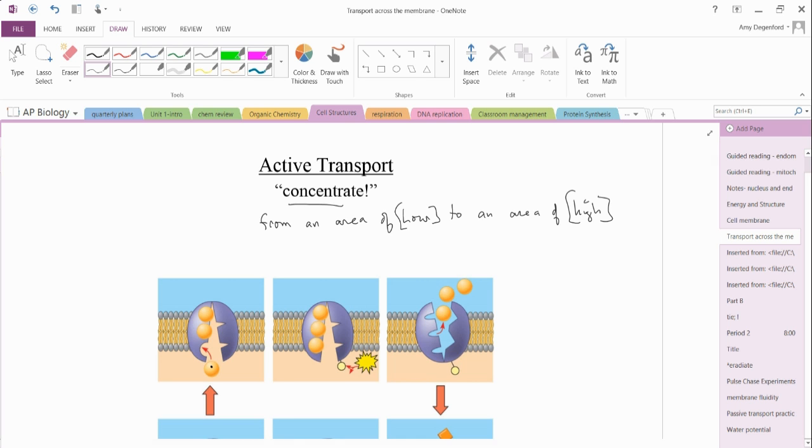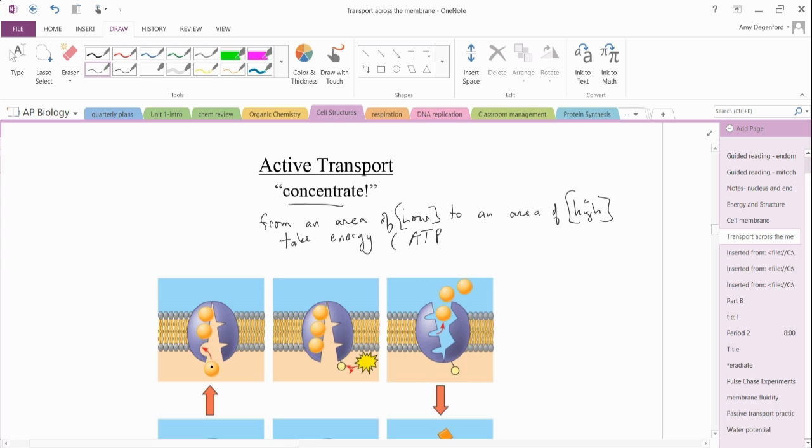Now, because of that, this is not passive. It takes energy. It's going to take energy in the form of ATP. Now, we haven't gone over ATP specifically, but if you dig back in your mind a little bit, ATP is adenosine triphosphate, a molecule that the cell uses as little energy packets.